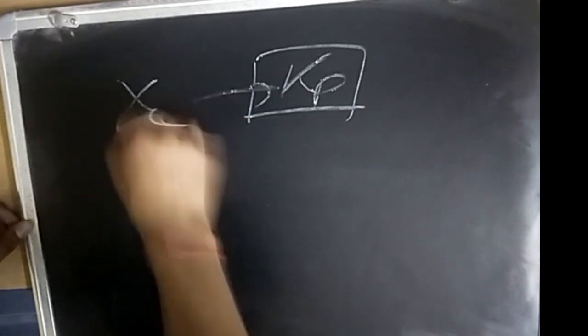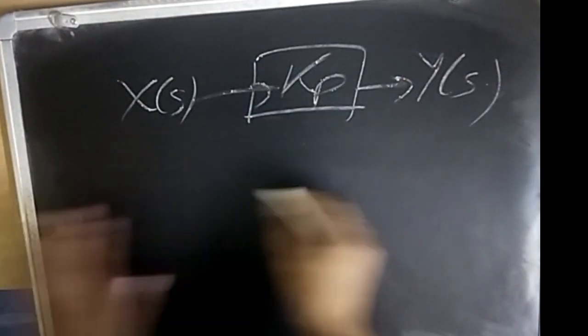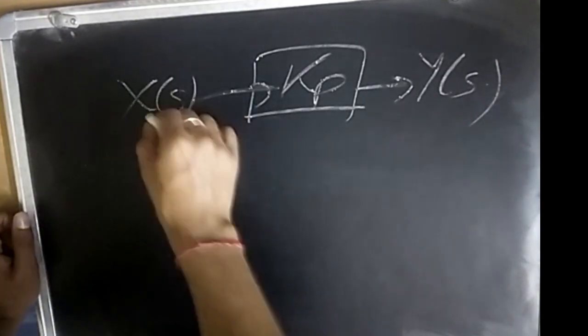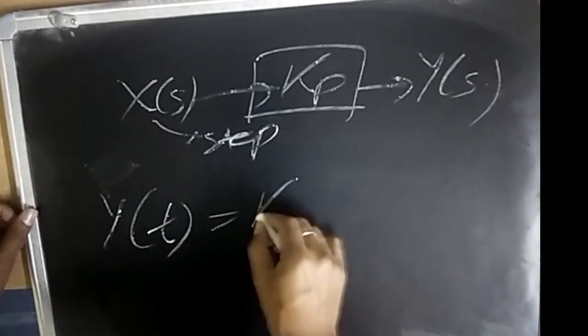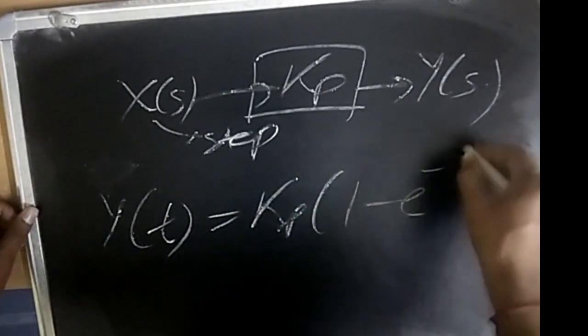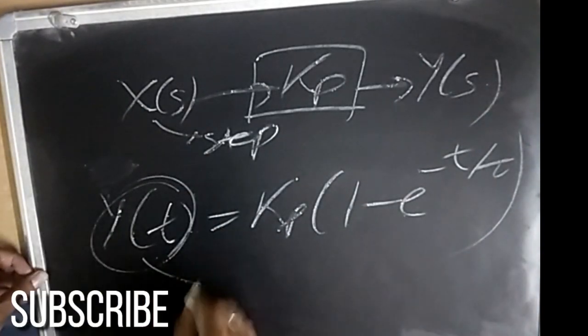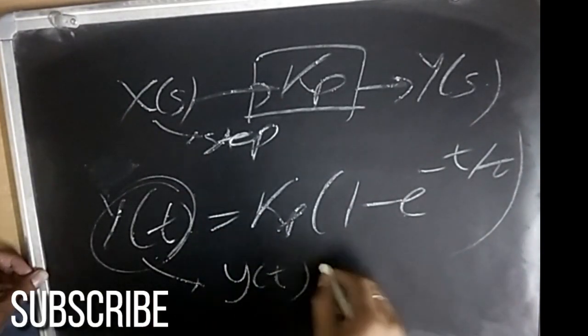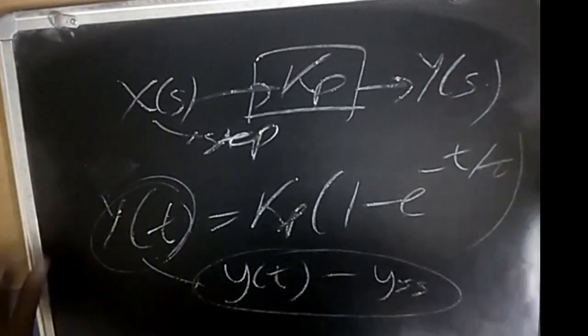Before that, also if there is a first order system, let's say Kp, with X of s coming in and Y of s going out, and if this is a step function, then we need to know that y of t is Kp times 1 minus e to the power minus t by tau. Here this y of t is actually y at some time t minus y at steady state. This is the difference between the two.